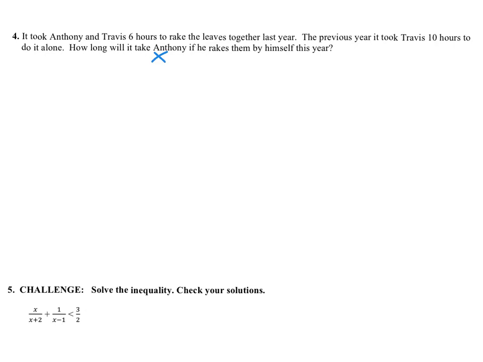If Anthony normally takes x hours, then in 1 hour he can do 1 over x, that fraction of the job. Travis can do the job in 10 hours, so in 1 hour he can do 1/10 of the job. And we know that working together in an hour, they can do 1/6 of the job. So I've set up my equation based on what everyone can do in an hour. In an hour, Anthony can do 1 over x of the job. In an hour, Travis can do 1/10 of the job. And working together, they can do 1 over 6 fraction of the job.